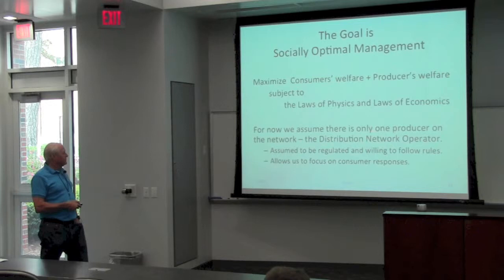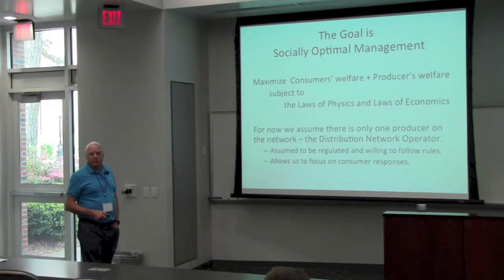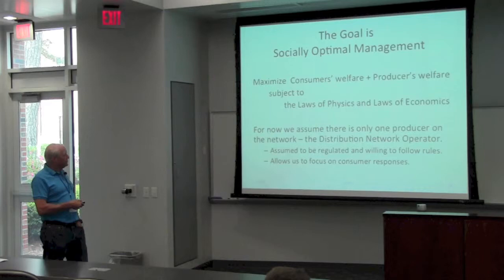I'm going to assume the distribution network operator is just following the rules, whatever rules we give it. They're not maximizing profits or anything. So the question is, what rules should we want them to use?